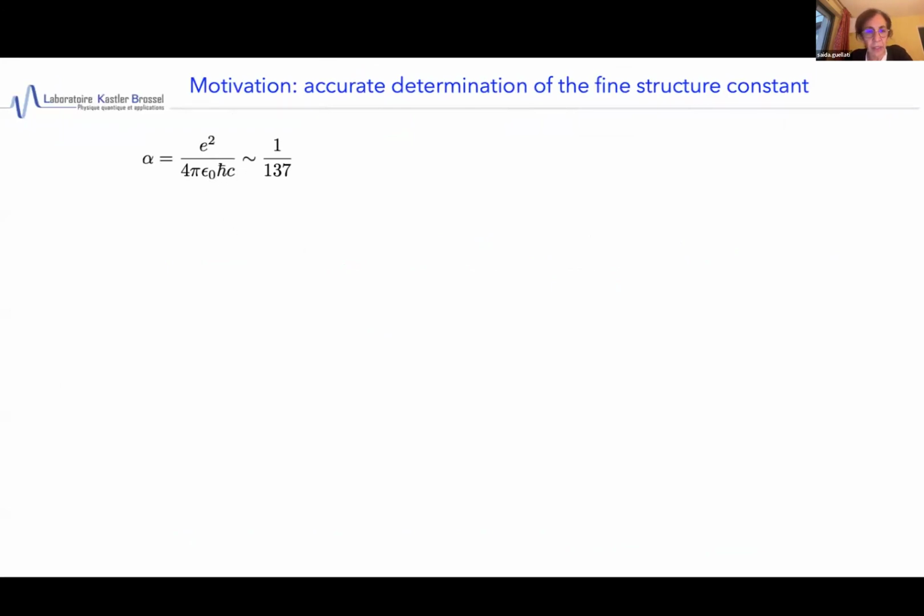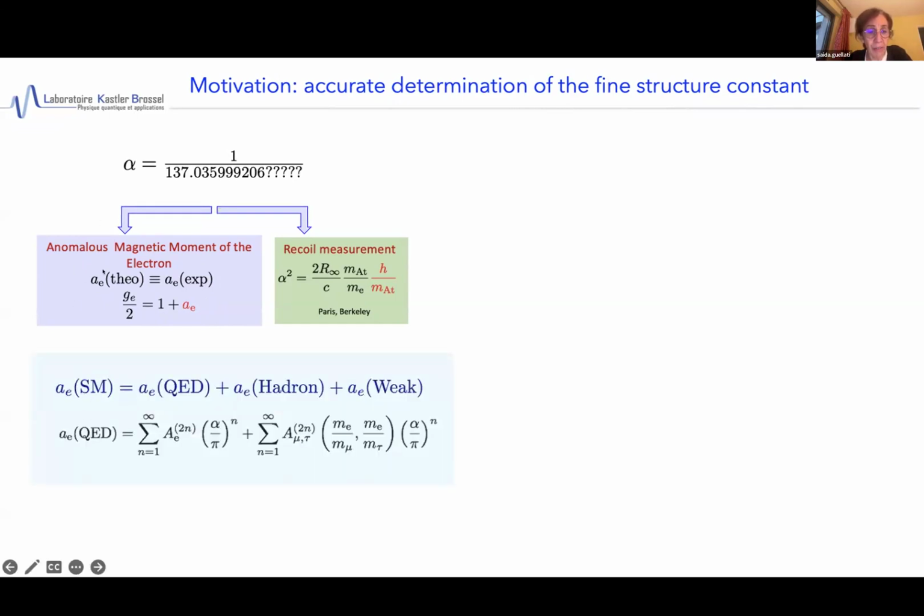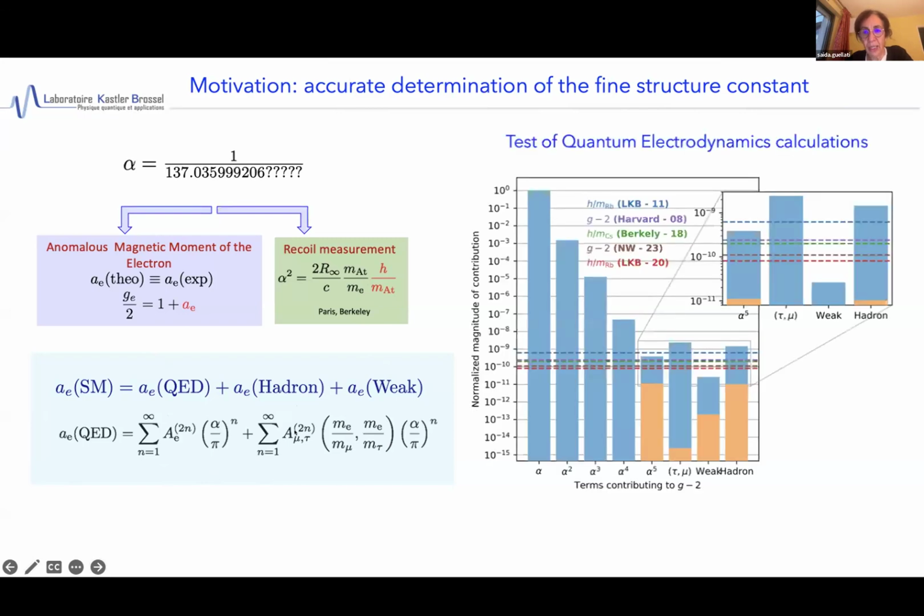structure constant alpha. Currently the most accurate determination of alpha comes from two measurements: the recoil measurement that I will discuss at length in my talk, and the comparison between the theoretical and experimental value of the anomalous magnetic moment of the electron. The theoretical prediction of the anomalous magnetic moment of the electron is also called the Standard Model prediction, and it accounts for three terms. The dominant term for the electron comes from the QED contribution, which scales as a series of alpha, and the idea is to provide an accurate and independent value of alpha to test the QED calculation.